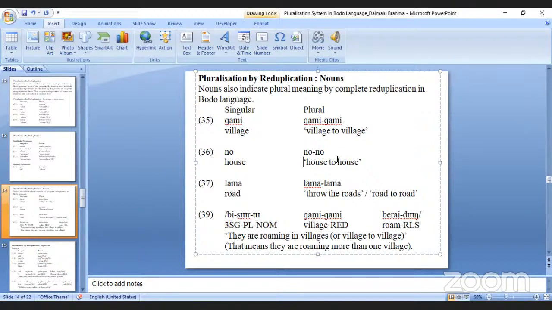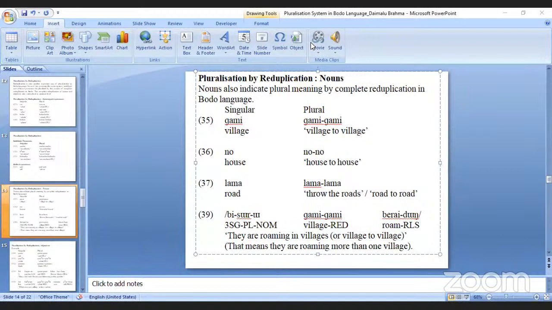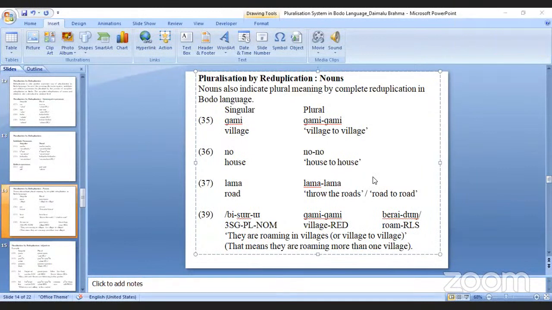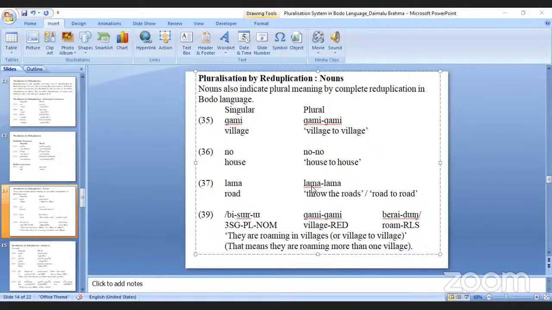There is also a question in the chat box. Could you give a sentence where gao, self, is reduplicated to form the plural gao gao, selves? Yes, why not? I can say it verbally. Go ahead. Bisira gao gao na maugan, like this. That means they will do it themselves.